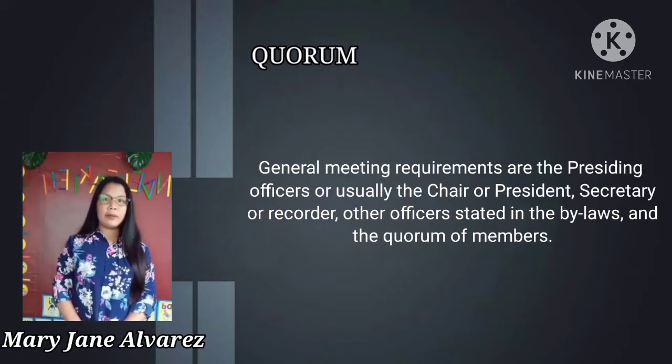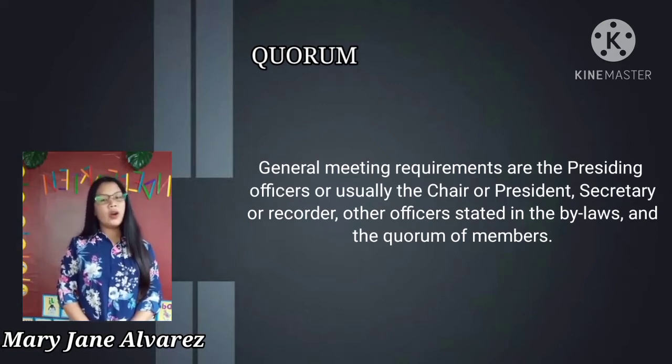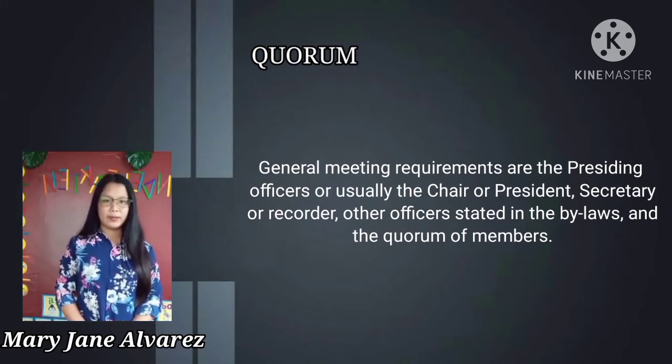General meeting requirements are the presiding officer, usually the chair or president, the secretary or recorder, other officers as stated in the bylaws, and the quorum of members.